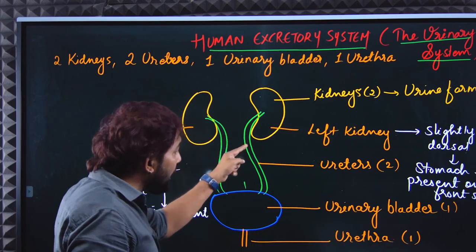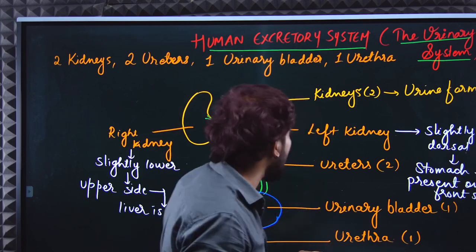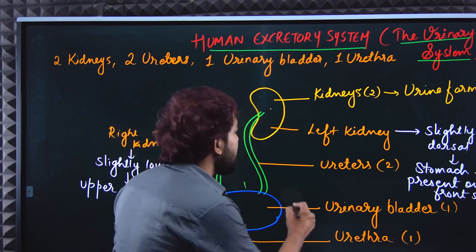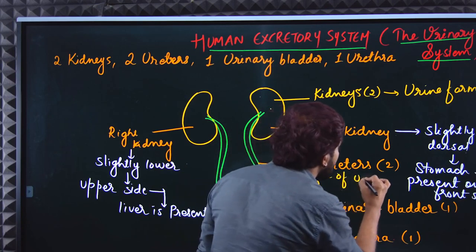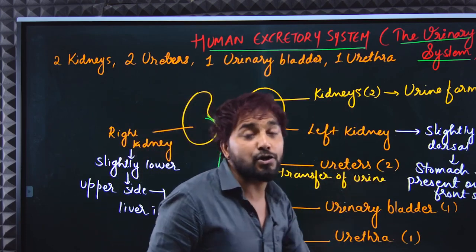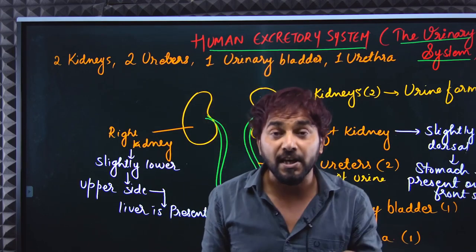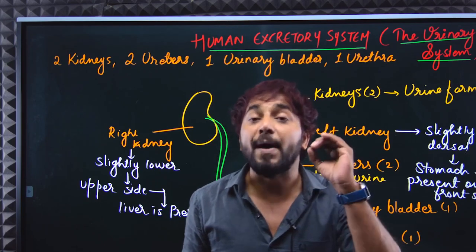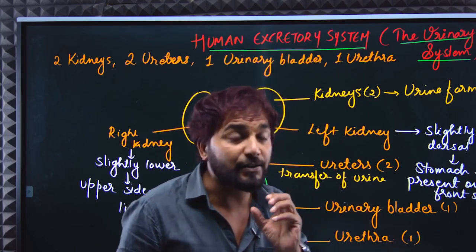When it comes to these tube-like slender structures, these are the ureters. What do ureters do? Ureters transfer the urine from the kidney to the urinary bladder, that means the conduction of urine from the kidneys to the urinary bladder. This is the function of ureters, and the ureter is made up of special epithelium, that is transitional epithelium. The action over there is peristaltic action, the rhythmic contraction and relaxation of the smooth muscle layer.